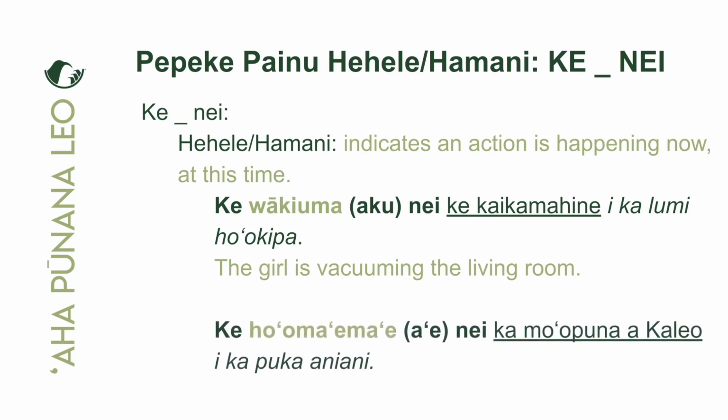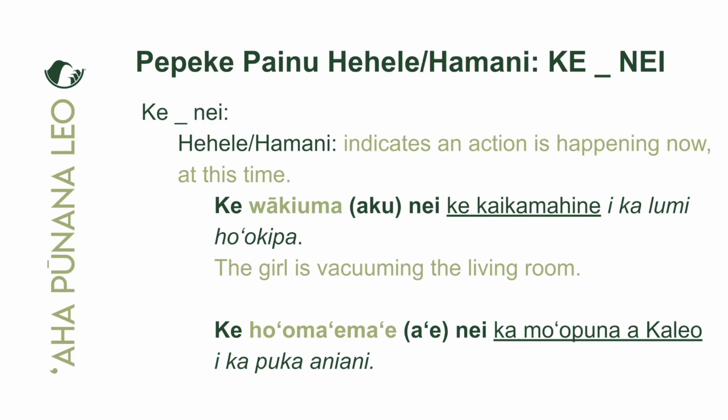All right, hoʻomaʻemaʻe. Ke hoʻomaʻemaʻe ae nei ka moʻopuna a Kaleo i ka puka aniani. All right, so in this example, we have hoʻomaʻemaʻe, which is in green, in between the ke and the nei, which marks present tense or present moment. And then we have ae, which is the hunekuhi in parentheses, just again giving us a sense of direction and to make it even more beautiful.